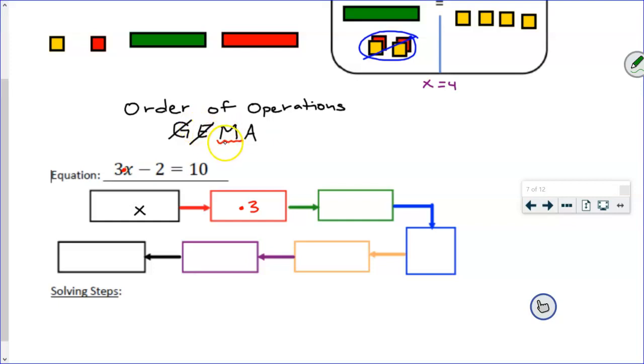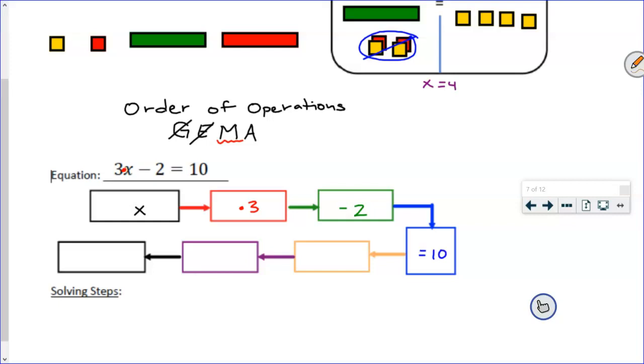Continue on. We found multiplication, didn't see any division, so now we are to A for addition or subtraction. Any addition or subtraction here? Yes. And so after the x was multiplied by 3, then we see this subtract 2, so I know that's what happened next. And when I take x, multiply it by 3, and then subtract 2, I know that it's equal to and balanced with 10. So all of those things make it equal to 10.